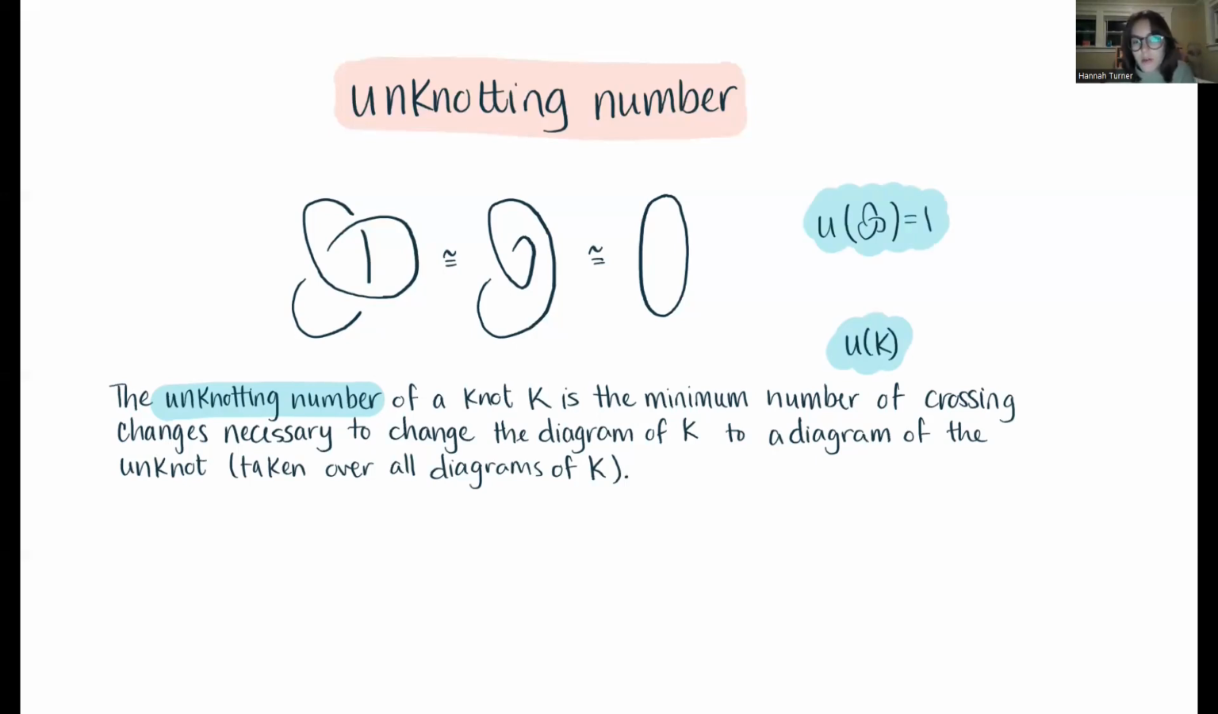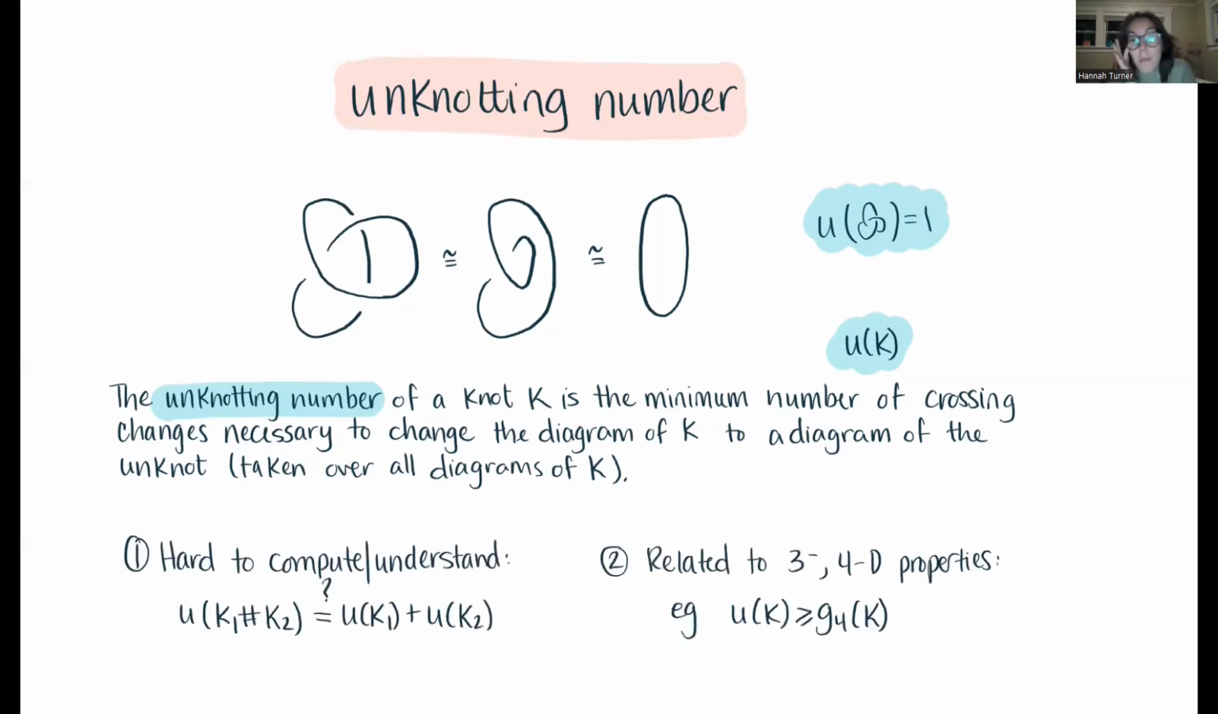And so what we've actually shown is that the unknotting number of the trefoil is at most 1, but it can't be 0 if we believe that the trefoil is not the unknot. Only the unknot has unknotting number 0, kind of by definition.